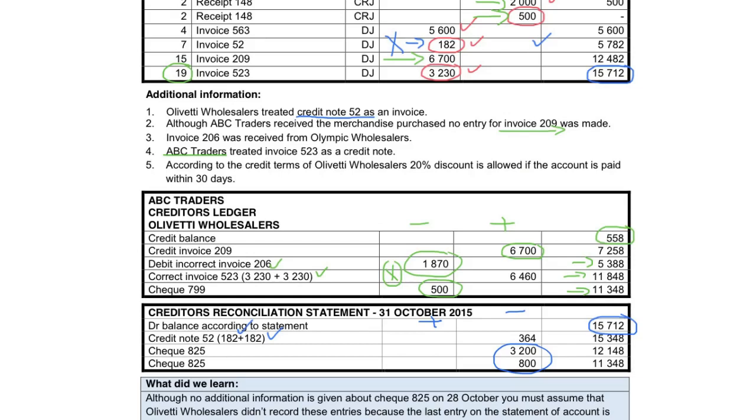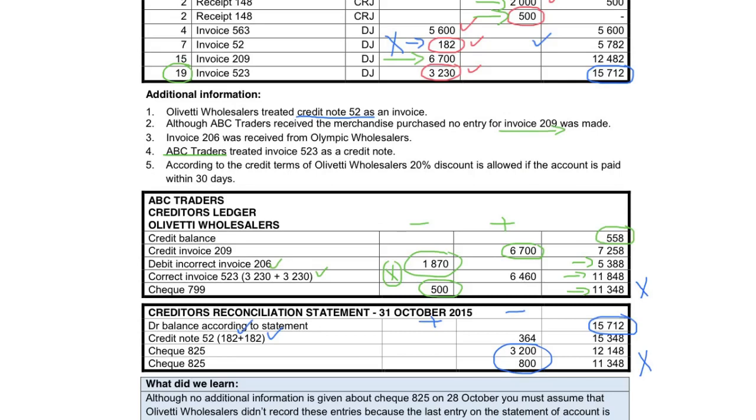Now, if we look at the creditors ledger, the closing balance is 11,348, and in the creditors reconciliation, it is also 11,348. So it means that we corrected all the mistakes.